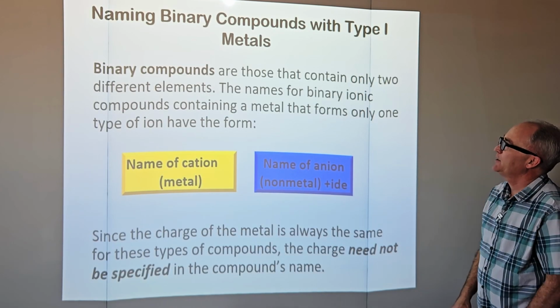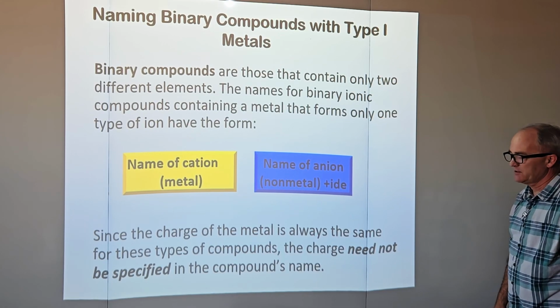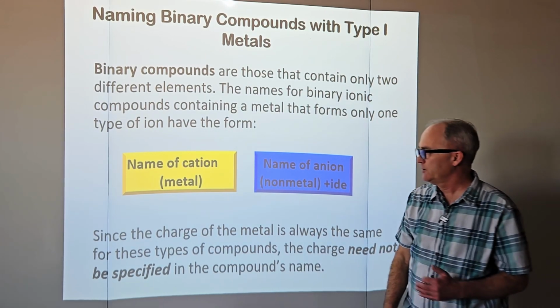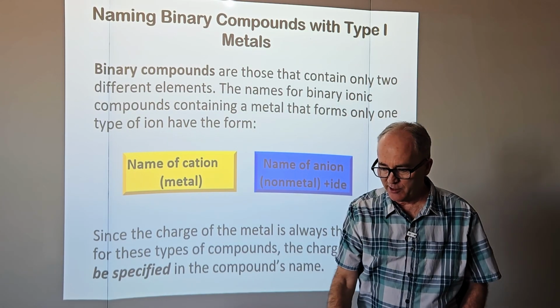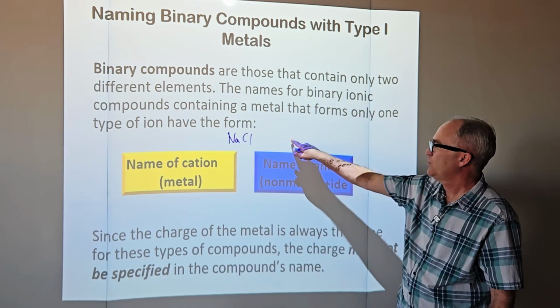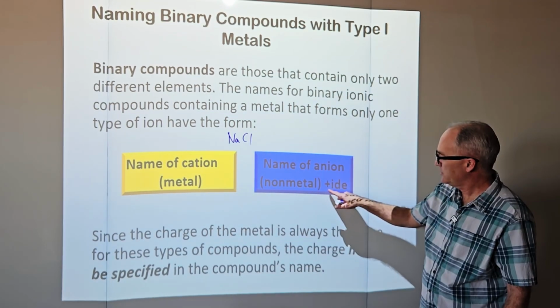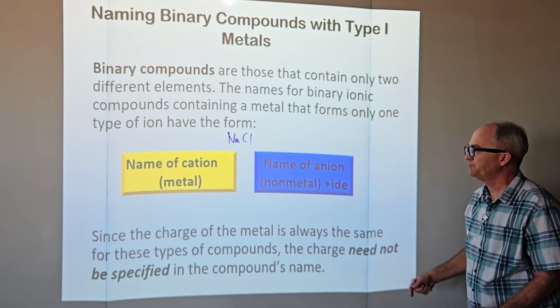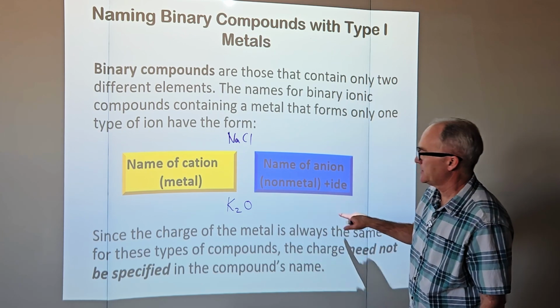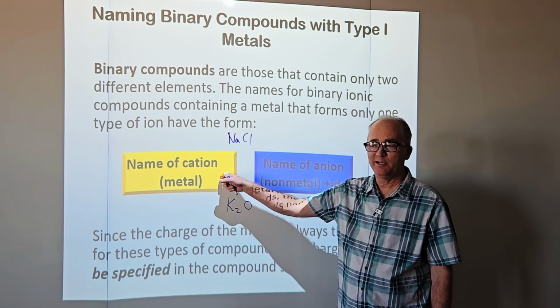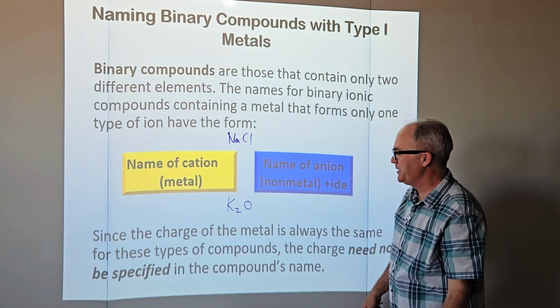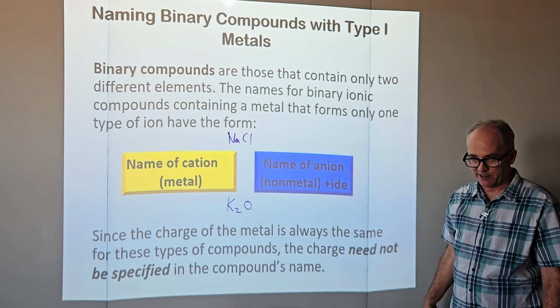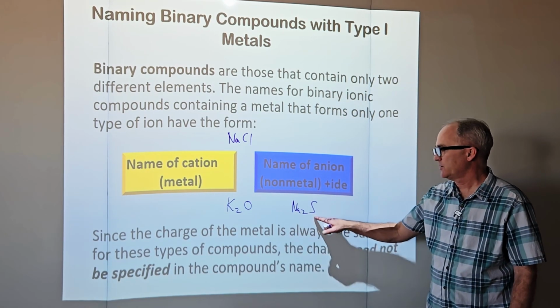So naming binary compounds with type 1 metals is very straightforward. You've heard me say sodium chloride. So chlorine, change it a little bit so it ends in "ide." Potassium oxide. It can't get any easier than this. You just say the name of the metal. Sodium sulfide.